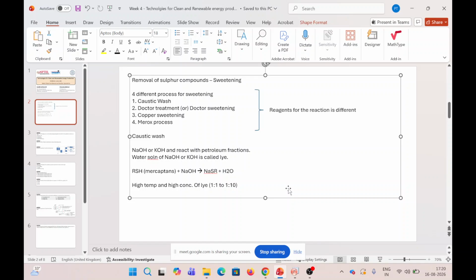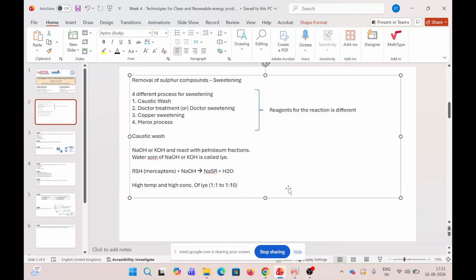That lye basically reacts with your sulfur compounds. Here typical example we take is the mercaptan. So this mercaptan is going to react with this concentrated sodium hydroxide or potassium hydroxide, forming some sort of sodium based sulfur compounds plus water. So this process is typically carried out at high concentration of lye and temperature. However, one of the major problems that arises is, since it is happening at high temperature and high concentration, there are chances of stability loss and some sort of color formation in the petroleum products.